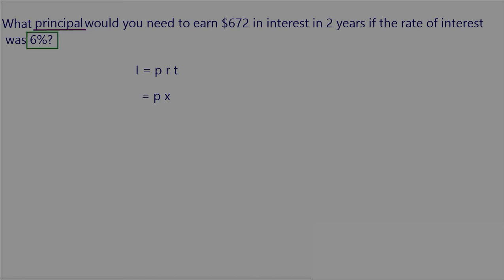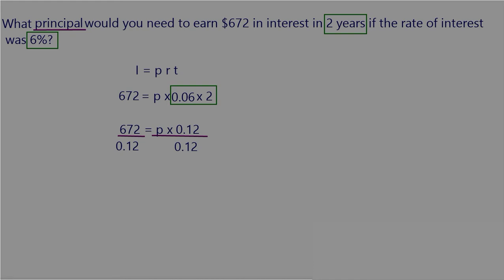The rate is given, which is 6%, and converting 6% to a decimal, that equals 0.06. We have the time, which is 2 years. Multiplying 0.06 by 2, we get 0.12. To make P the subject, we divide both sides by 0.12. 0.12 cancels 0.12. 672 divided by 0.12 equals $5,600 as the principal amount.